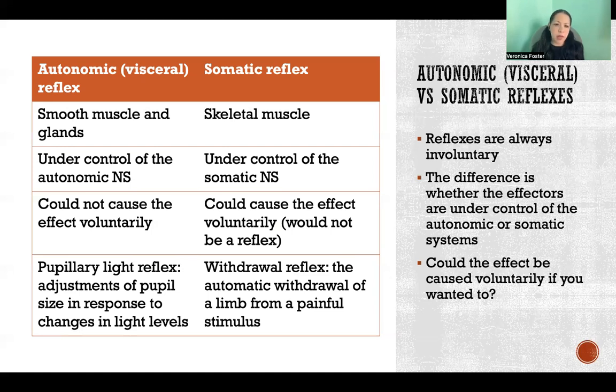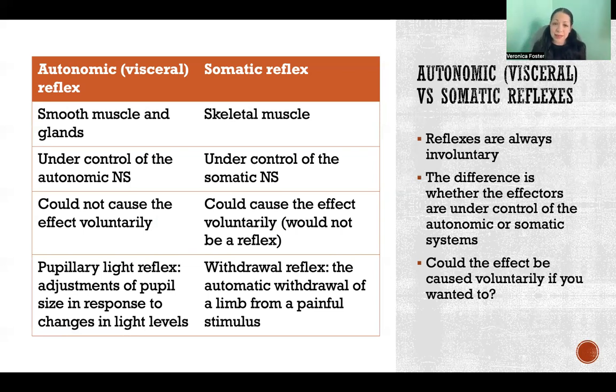So even though you don't have voluntary control over the reflex itself, you do have voluntary control over your skeletal muscles that are responding as part of that reflex. Therefore, it's a somatic reflex if it's caused by skeletal muscle.